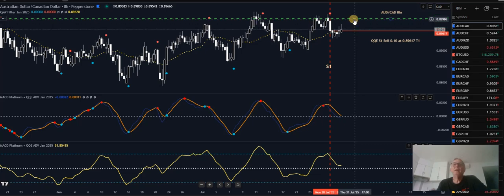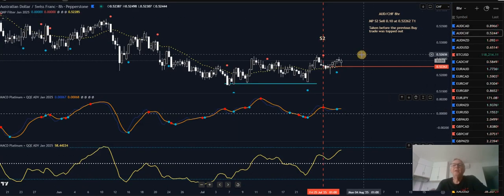Any of these green dashed lines are big round numbers. In this case it's a 90-cent level. You see here, price comes up to it, bounces off it, bounces off it, bounces off it. So it's a big round number. We're just watching this at the moment, not going that well. So that's the AusCAD.